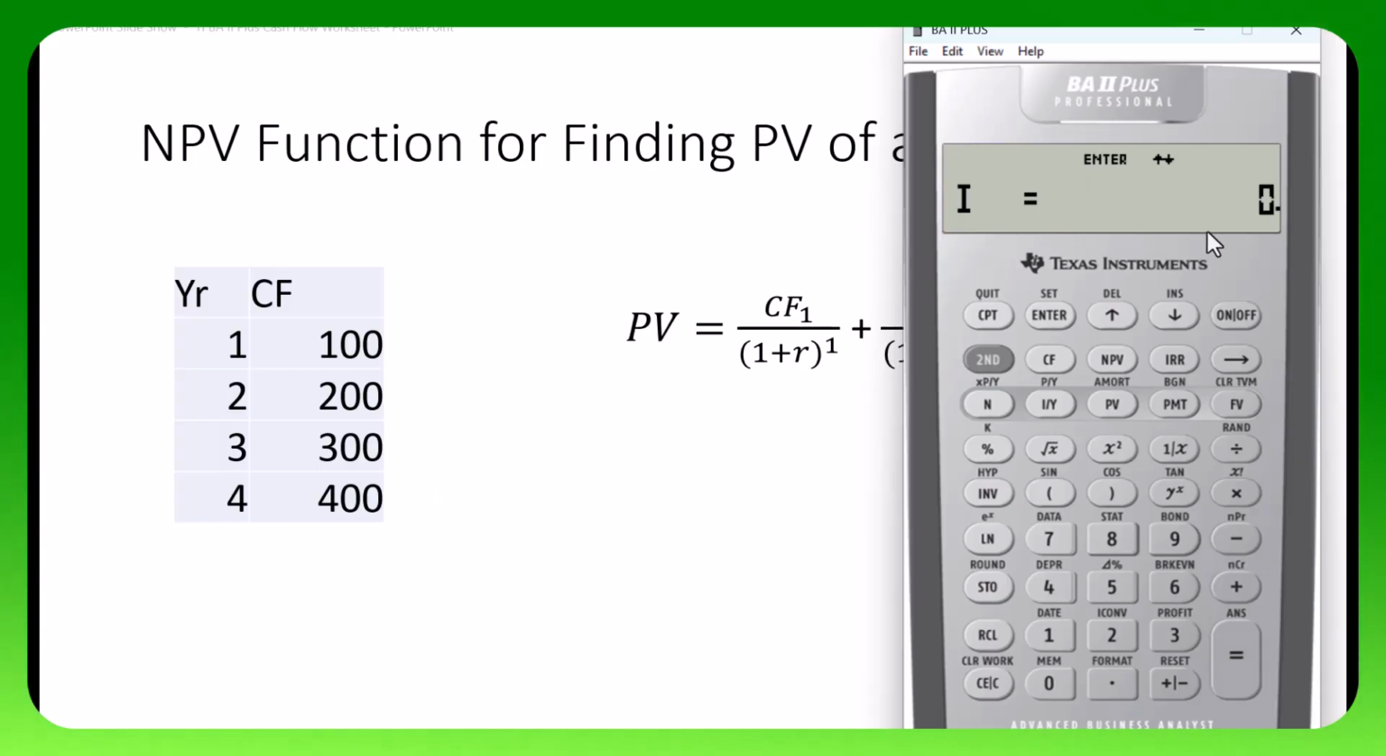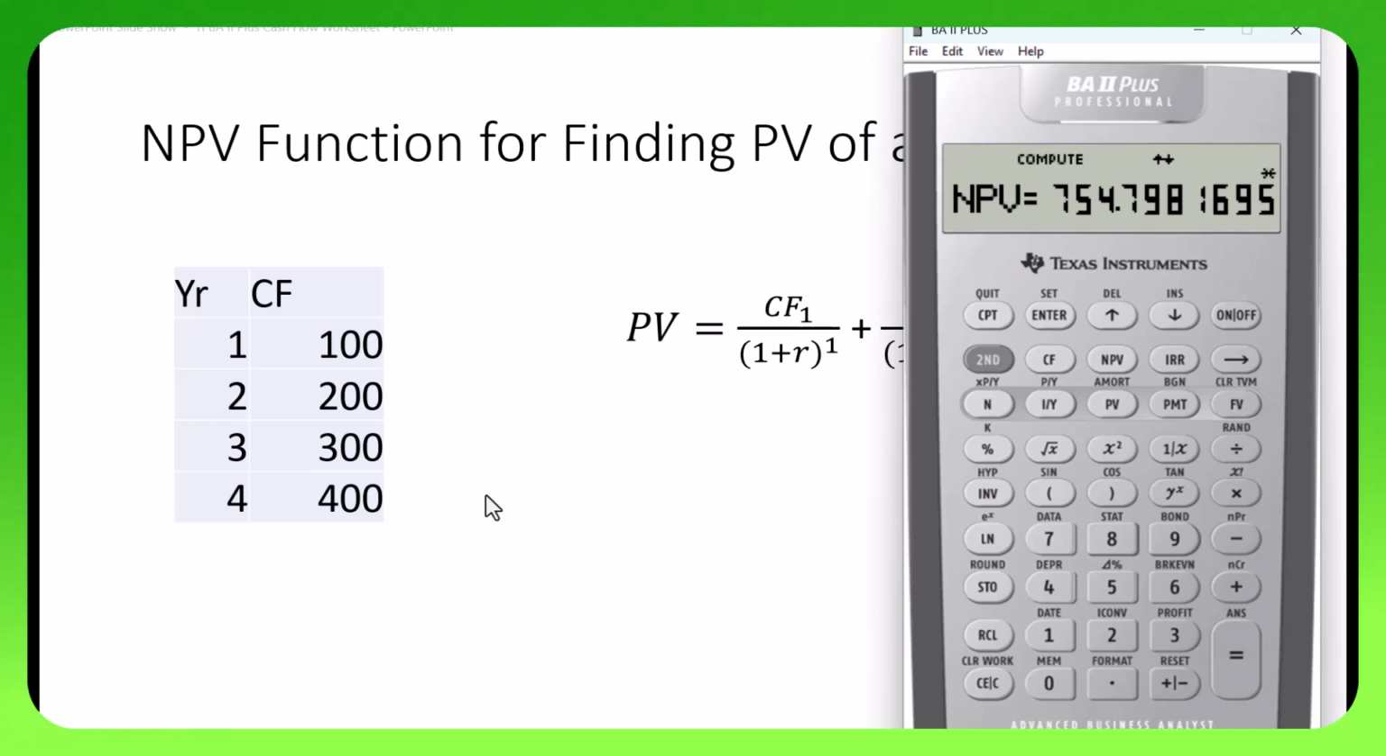All right, let's put in an interest rate. Let's assume 10%. So I'm going to put in 10. Again, you have to hit enter. I'm going to go down arrow key. It's going to calculate NPV for me, and I'm going to hit CPT, compute. And we get $754.80, let's say. Let's round up.